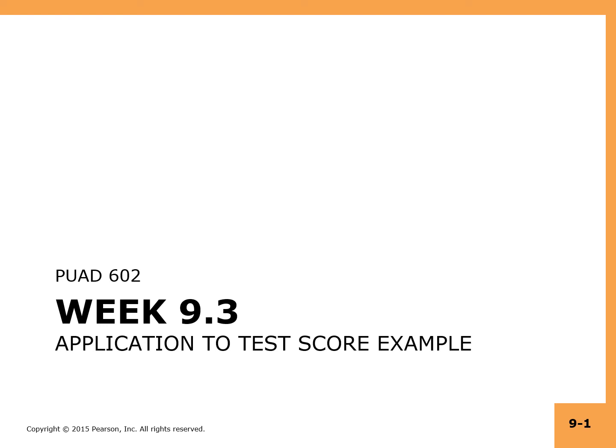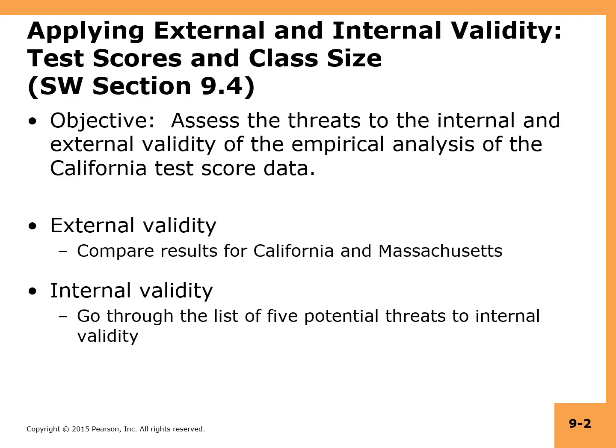This is the third lecture of week 9, and we're going to talk about internal and external validity using the test score example. So the objective of this lecture is to assess the threats to the internal and external validity of the empirical analysis of the California test score data.